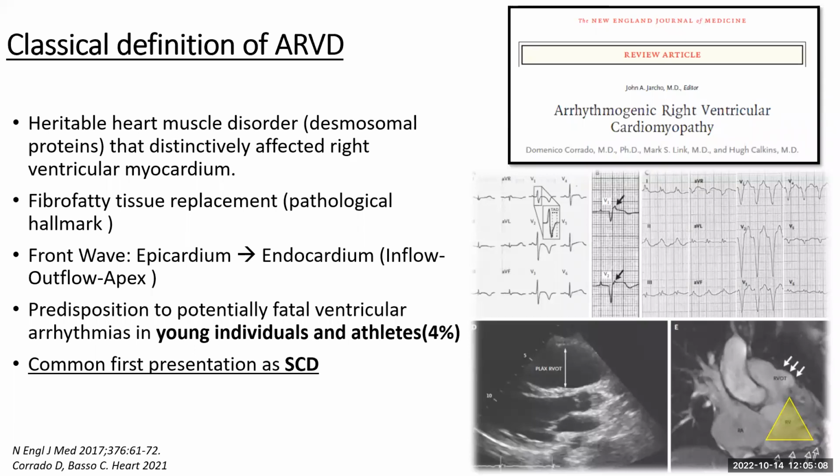So although our knowledge of this disease has substantially expanded since then, the classical pathophysiological definition of ARVC is still pretty much the same. In the words of a well-known expert like Professor Corrado, this is a hereditary heart muscle disorder that predominantly affects the right ventricle, in which the pathological hallmark is the progressive loss of the right ventricular myocardium and its replacement by fibro-fatty tissue. It leads to a predisposition to fatal ventricular arrhythmias, mainly in the young and athletes, and sudden death is sadly a common first symptom. So it goes without saying that an early diagnosis is crucial.